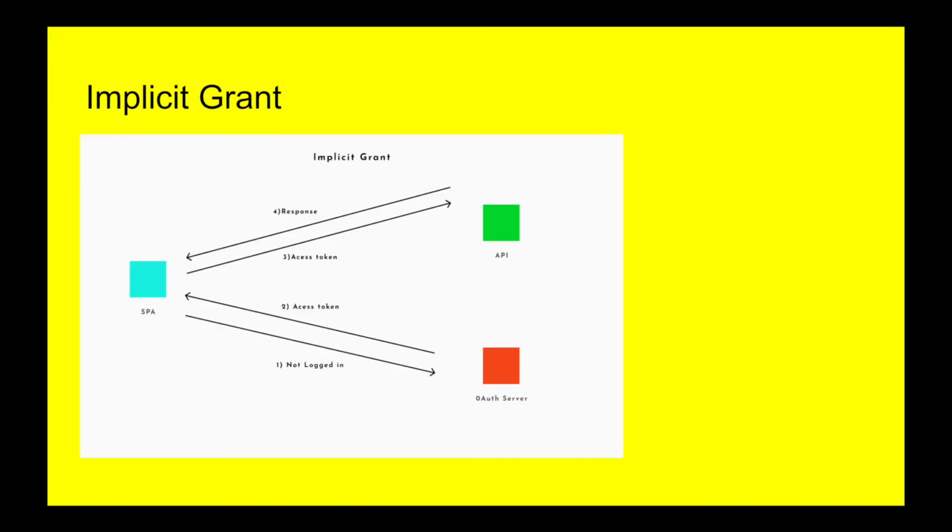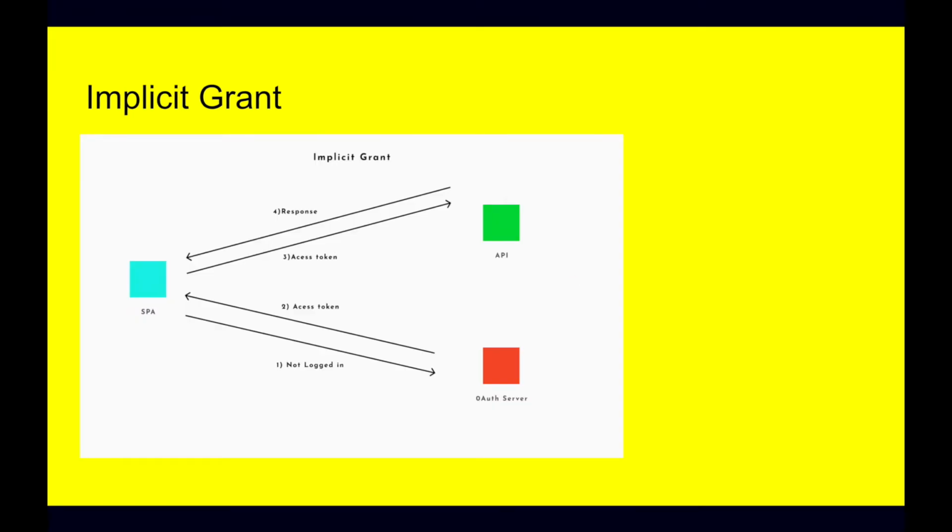So, implicit grant. This type of grant is the simplest form of authentication which can be added to our single page application. This is perfect when we have an SPA, or single page application, which connects to an endpoint or, let's say, an API. With implicit grant, when our application is not logged in, these are the steps: 1, 2, 3, 4. Our application is in teal color, the API is green, and the OAuth server is red.